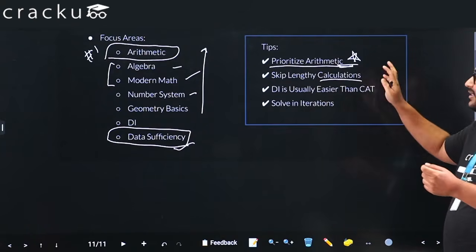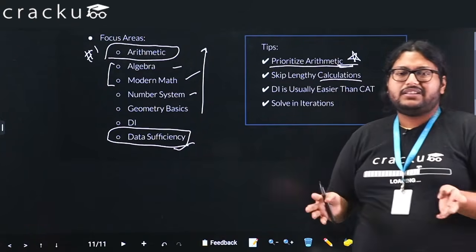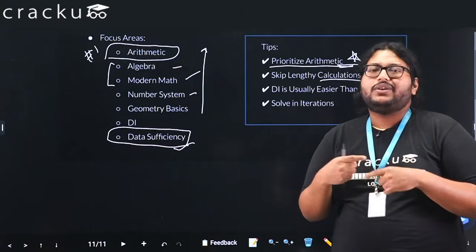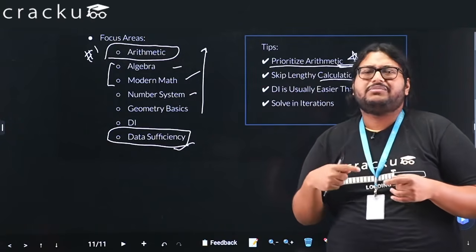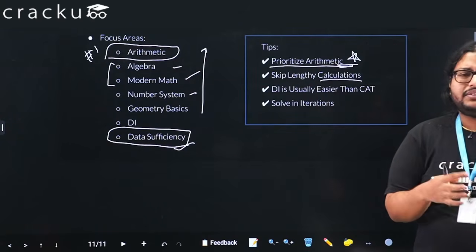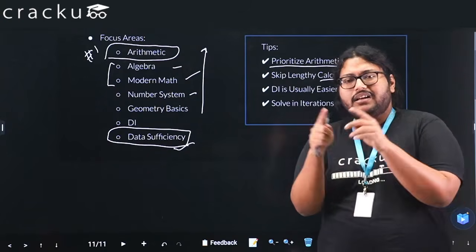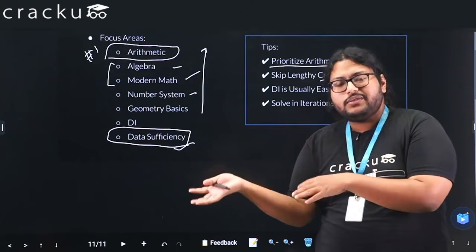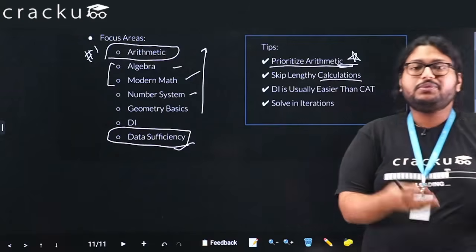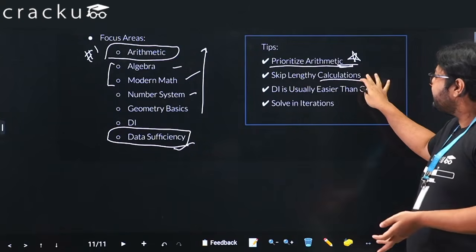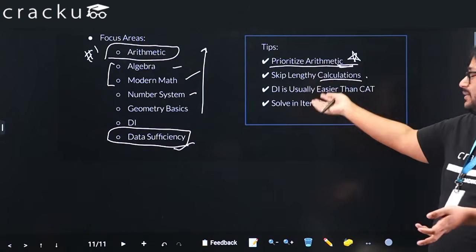Skip the lengthy calculations because Snap does not have a calculator. So getting stuck on big multiplications or something, don't do it. It's not that worth it. Instead of the time that you're spending on solving that multiplication, if you're able to solve one more question, that is going to be better. So skip lengthy calculations. If needed, keep them till the last.